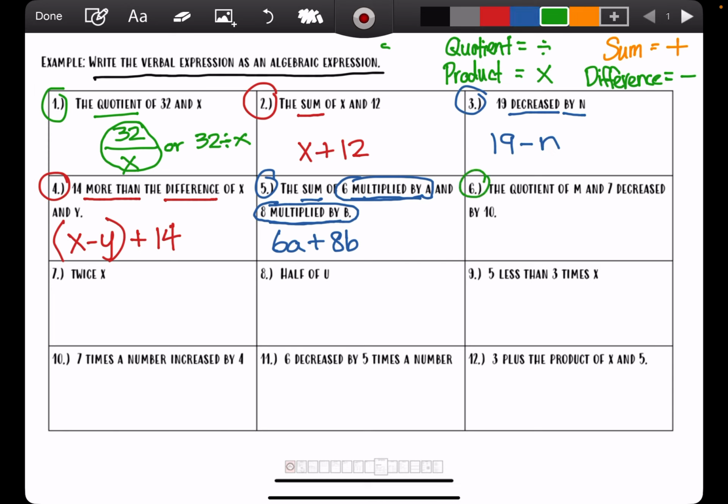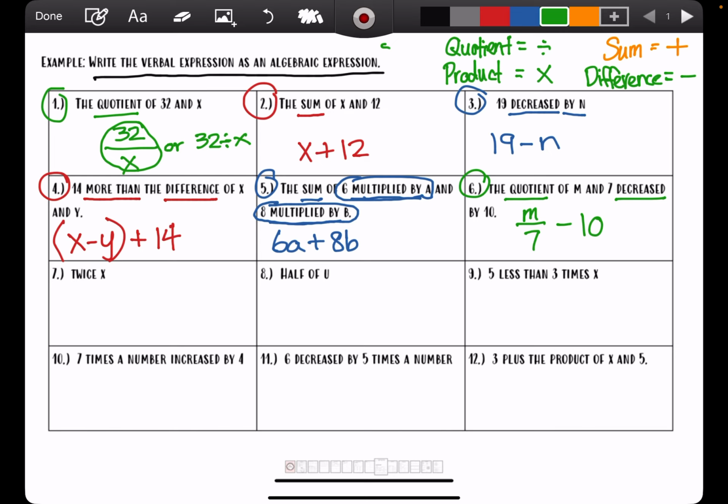Number six, the quotient, so division, of m and 7, decreased by 10. First I know we're dividing m divided by 7, and I'll write it as a fraction: m over 7, minus 10. So we had quotient to tell us division and decreased to tell us subtraction.